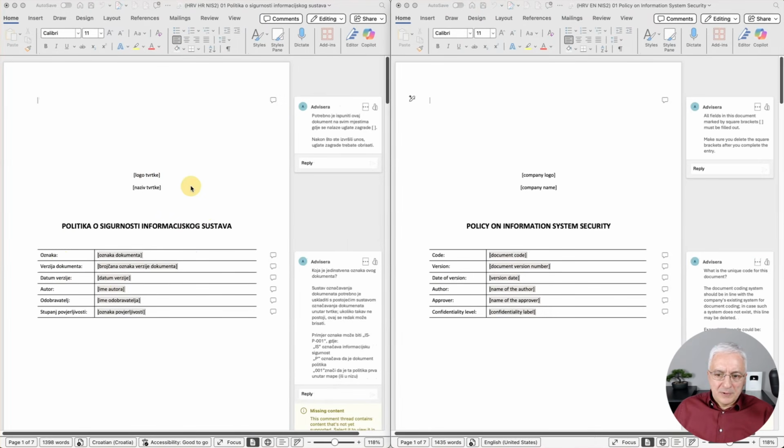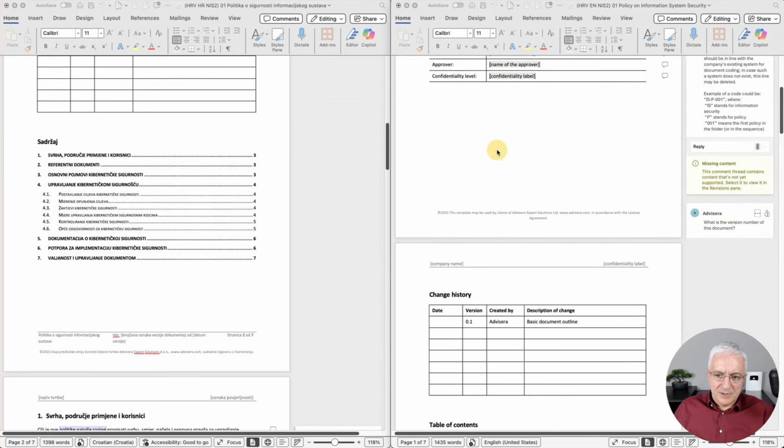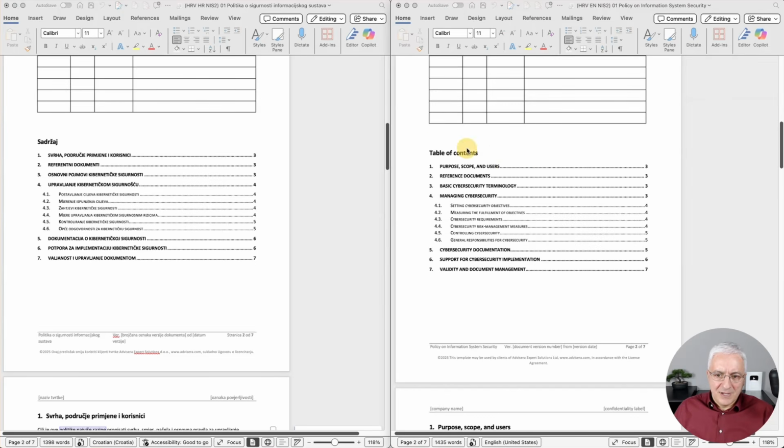Okay, I'm showing you now this policy on information system security. This is a document from Advisera's NIS2 documentation toolkit. Again, on the left hand side you can see this Croatian version, and on the right hand side is exactly the same version in English. Let me scroll down to this table of contents. As you can see here, these are all the general requirements for cybersecurity. So this document does not really define or describe how to manage the details of cybersecurity.